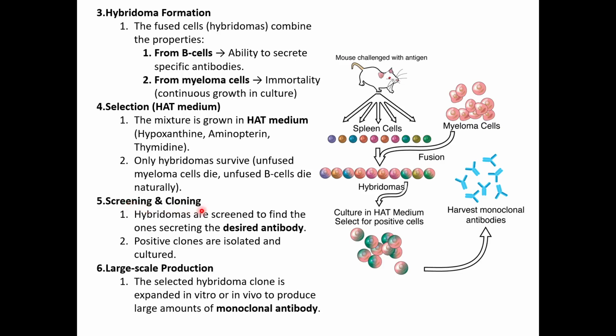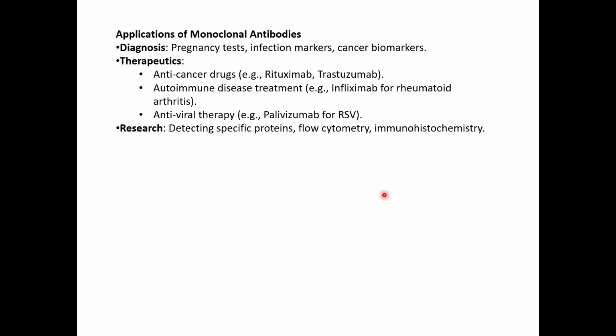Then screening and cloning is done, where hybridomas are screened to find the ones with the desired antibody. Now you can see you have a mixture of cells which have different epitopes. If you want monoclonal antibodies, you will select one cell from which you will start to clone the cells. The positive clones are then isolated and cultured. Then large scale production is done. The selected hybridoma clone is expanded in vitro or in vivo to produce large amounts of monoclonal antibody. So this is the process of hybridoma technology.